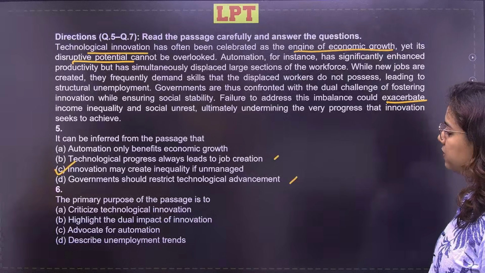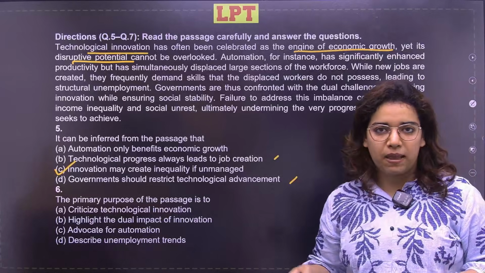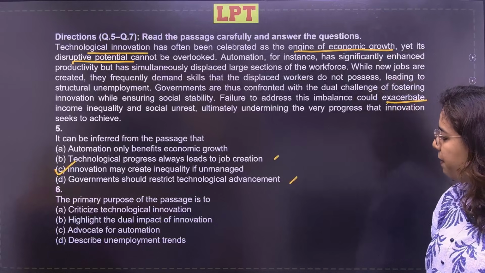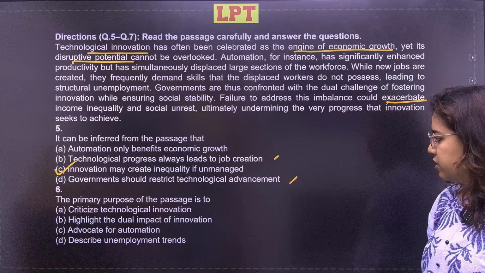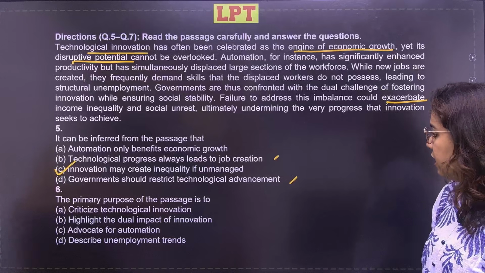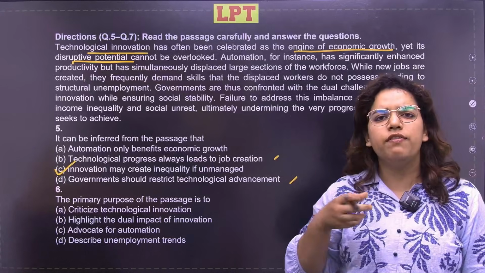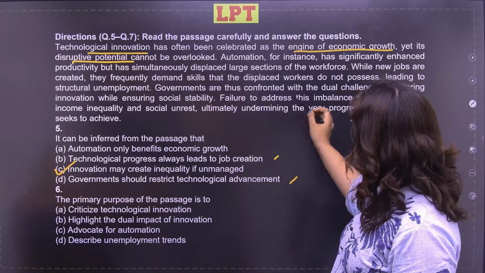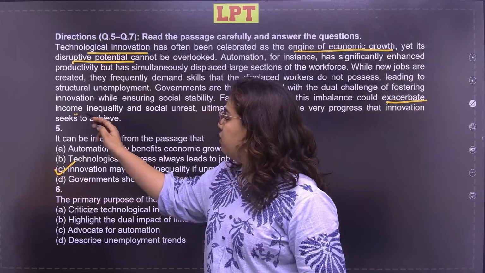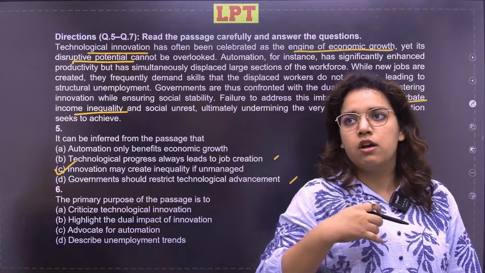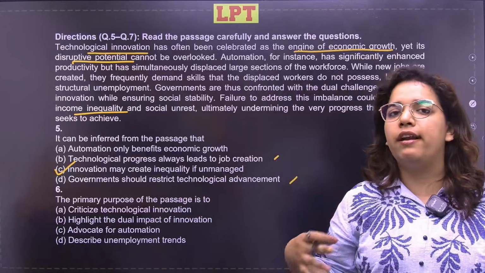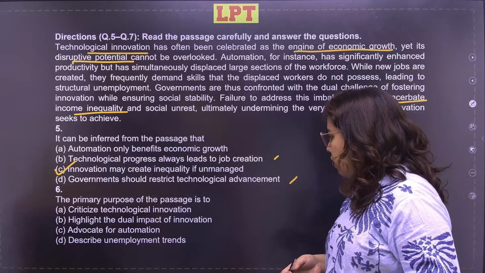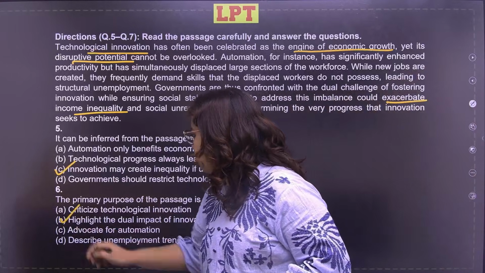The primary purpose of the passage is to. Primary purpose is your main idea. Criticize technological innovation, highlight the dual impact of innovation, advocate for automation, describe unemployment trends. Criticize again is a sort of extreme word, so we usually do not go for extreme words. Highlight the dual impact. Yes, if you look at the last line, it is showing that even though we are getting some progress out of technological advancement, there is a duality to it, that some people are losing their jobs and it is causing inequality. So that is the dual impact of innovation.